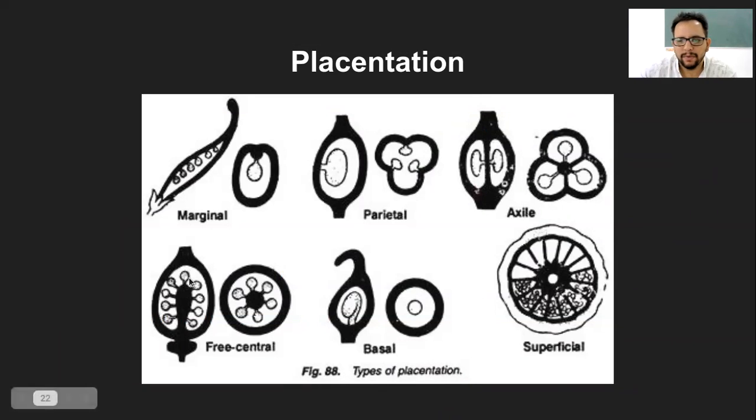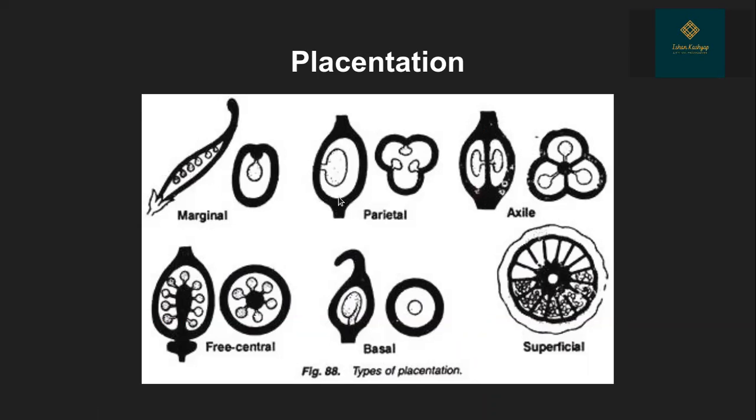Here, if you see, the central axis is kind of broken in this fruit, while here it is intact throughout the length of the fruit. That is the difference between these two. In marginal and parietal, the difference is this: marginal is only one side. In parietal, it need not be one side. It can be all across the inner wall. That is the difference.